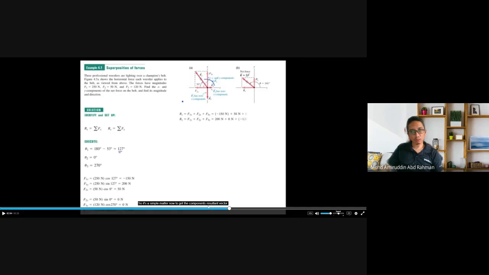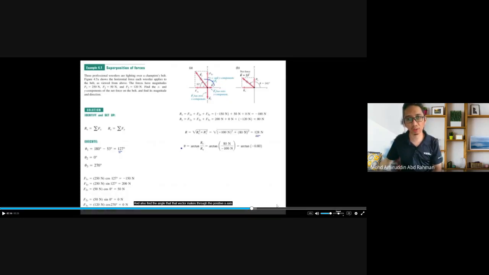So we can now find the magnitude by adding the same-direction components of the vectors. In the x direction, we have F1x plus F2x plus F3x, and similarly for the y component. So for Rx, the force toward the x direction, we have 128 newtons.